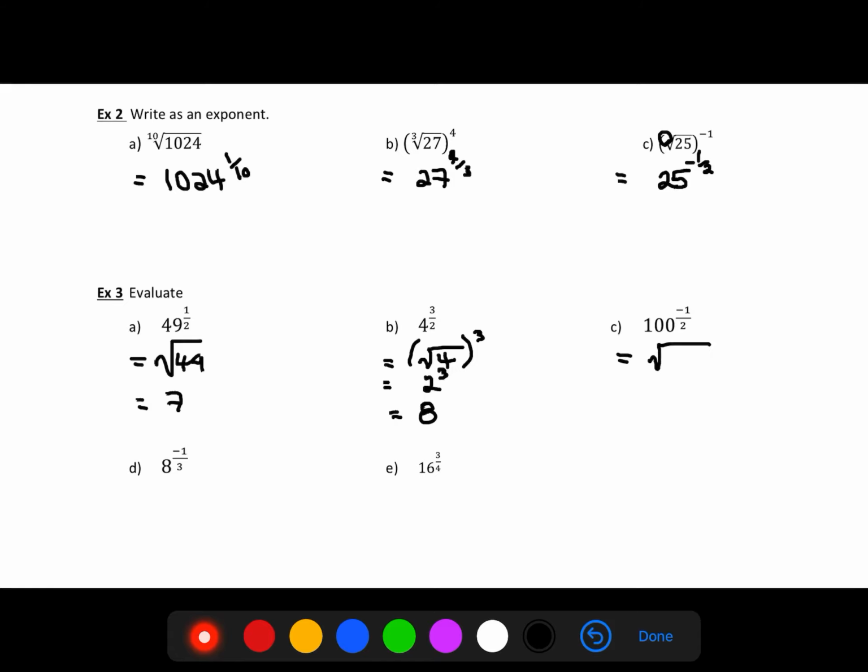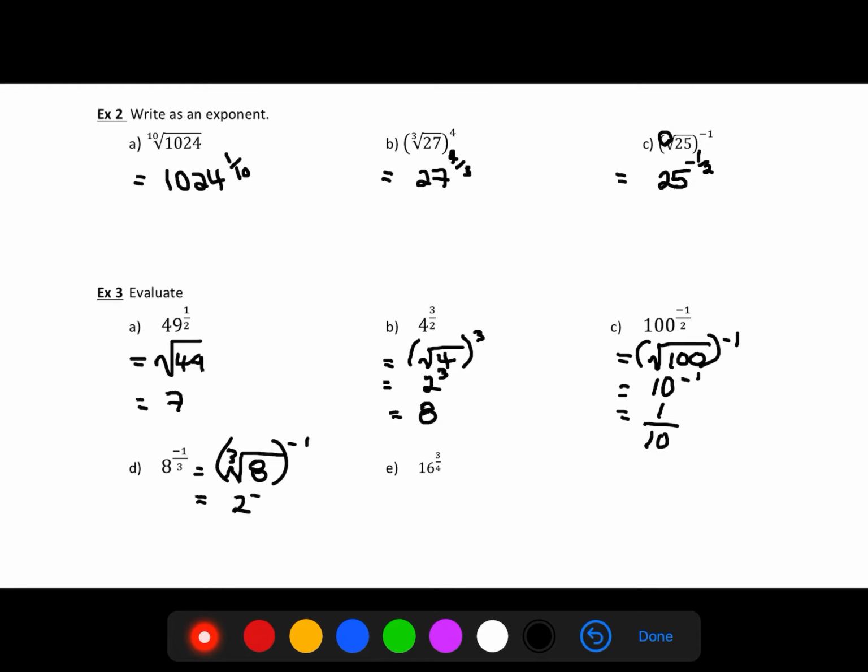Next one, we are going to leave our negative outside our bracket, and the 2 is going to become the root of 100. So anytime we have a negative fraction, we're going to keep the negative with the number outside the brackets, because we can't do a negative root. So square root of 100 is 10, and 10 to the negative 1 means we're going to have 1 over 10 to the positive 1.